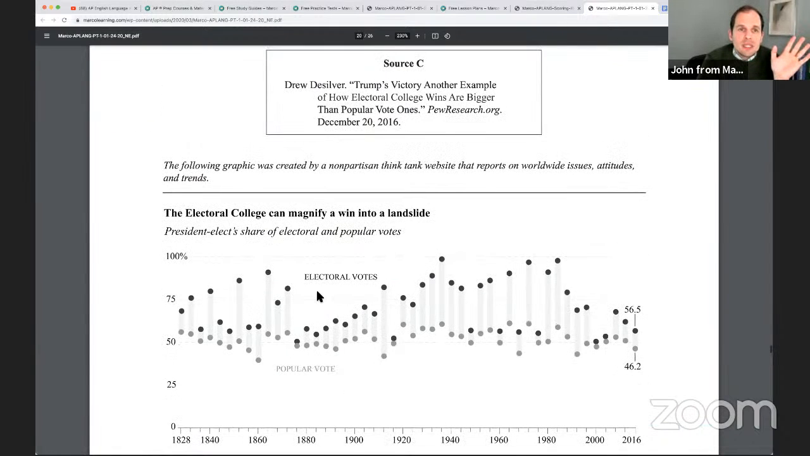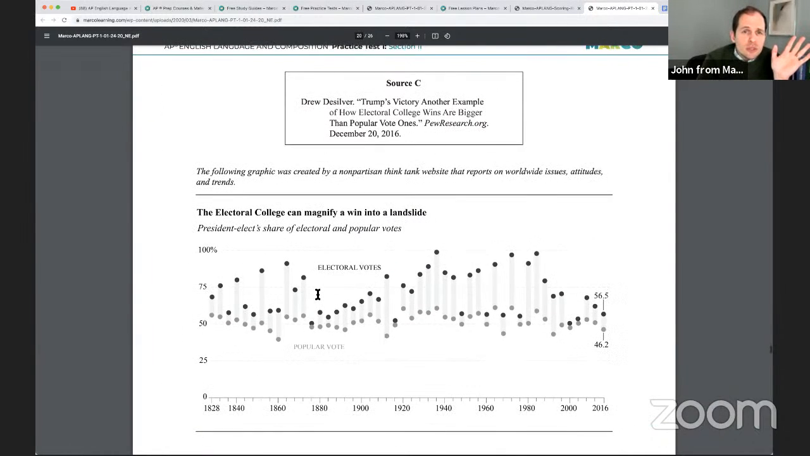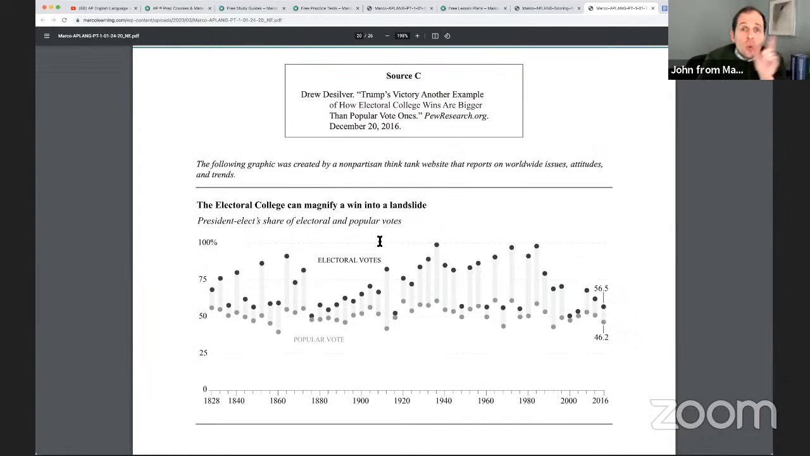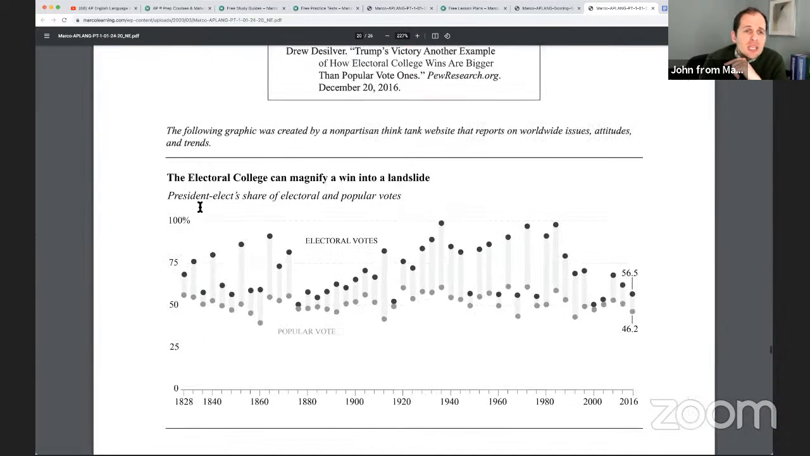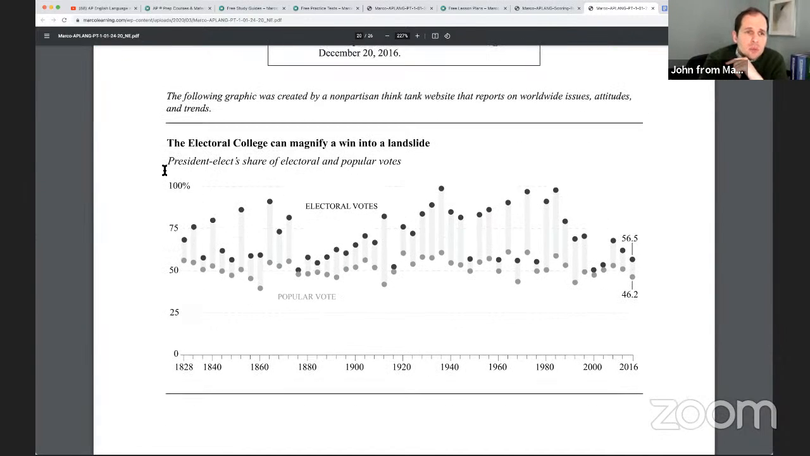Ooh, nice. I don't have to read as much. Drew DeSilver, Trump's victory, another example of how Electoral College wins are bigger than popular vote ones. The following graphic was created by a nonpartisan think tank website that reports on worldwide issues, attitudes, and trends. The Electoral College can magnify a win into a landslide. President-elect's share of electoral and popular college votes.